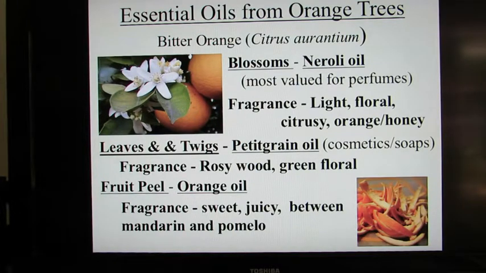The fragrance of the neroli oil is very light and floral, citrusy. It can be an orange honey type of aroma. Extremely pleasant and very valued for perfumery.